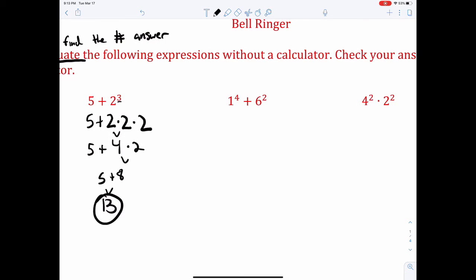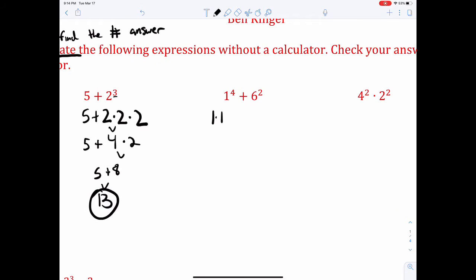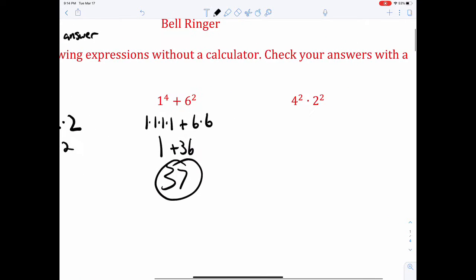1 to the 4th plus 6 squared. Well, 1 to the 4th is going to be 1 times itself 4 times, plus 6 times 6. So that's just 1 over here, plus 36 for 6 times 6, and that'll be 37. 4 squared times 2 squared. That's going to be 4 times 4. We'll drop that down. The times 2 times 2. So that'll be 16 times 4, and that equals 64.